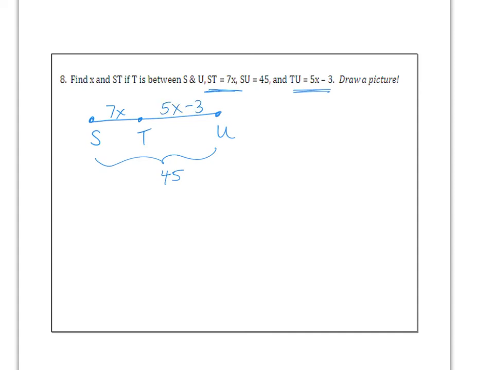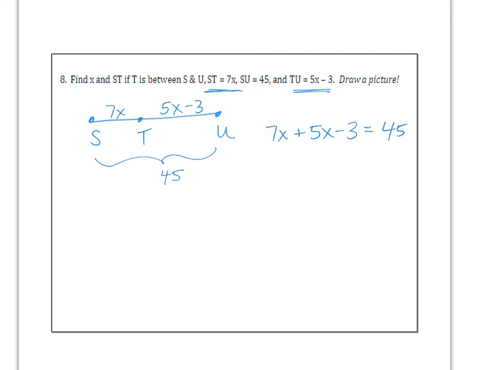Now remember the rule. The two small ones add up to the big one. So the two small ones are the 7x and the 5x minus 3. If I add those together, it should equal the whole long length, which is 45.